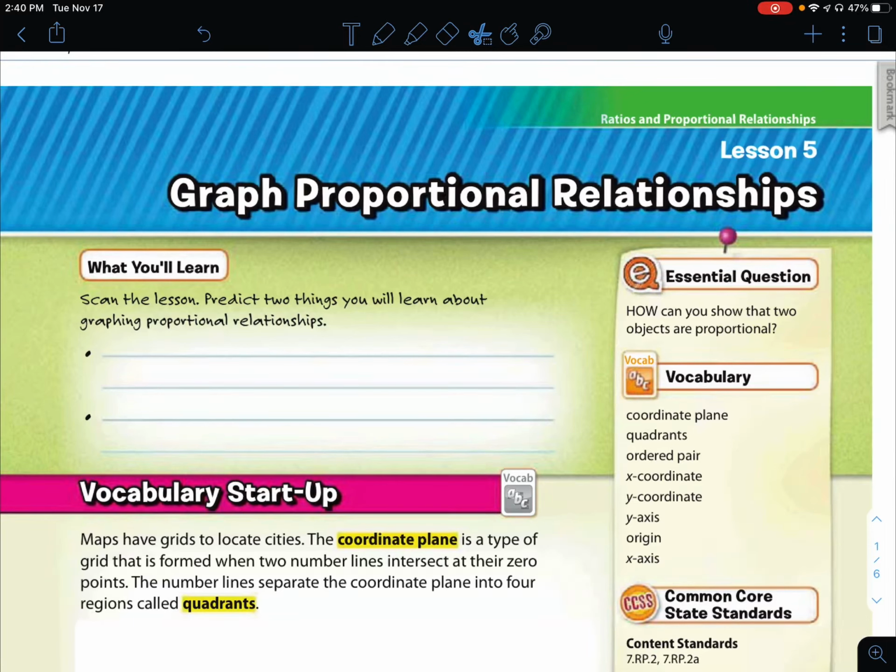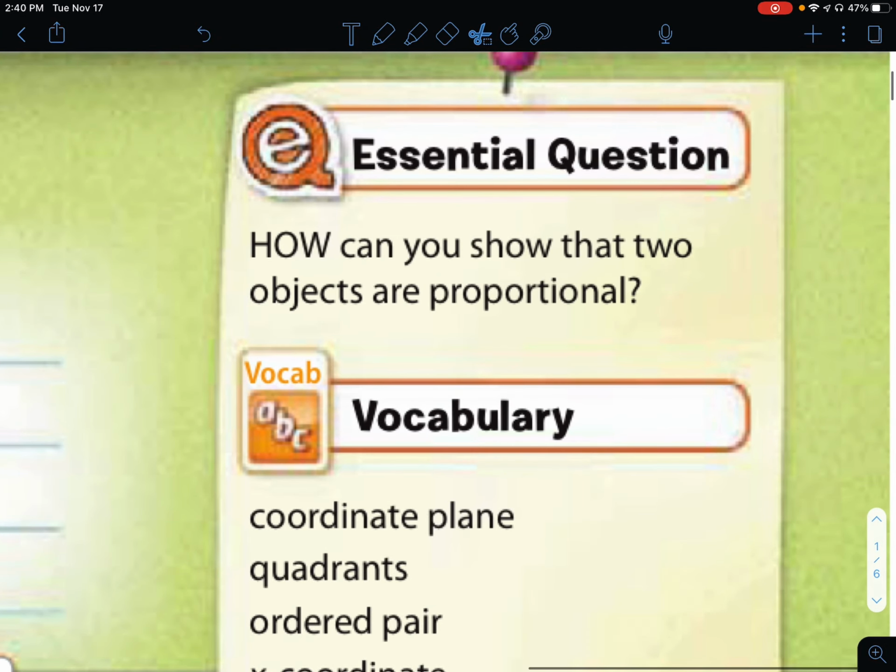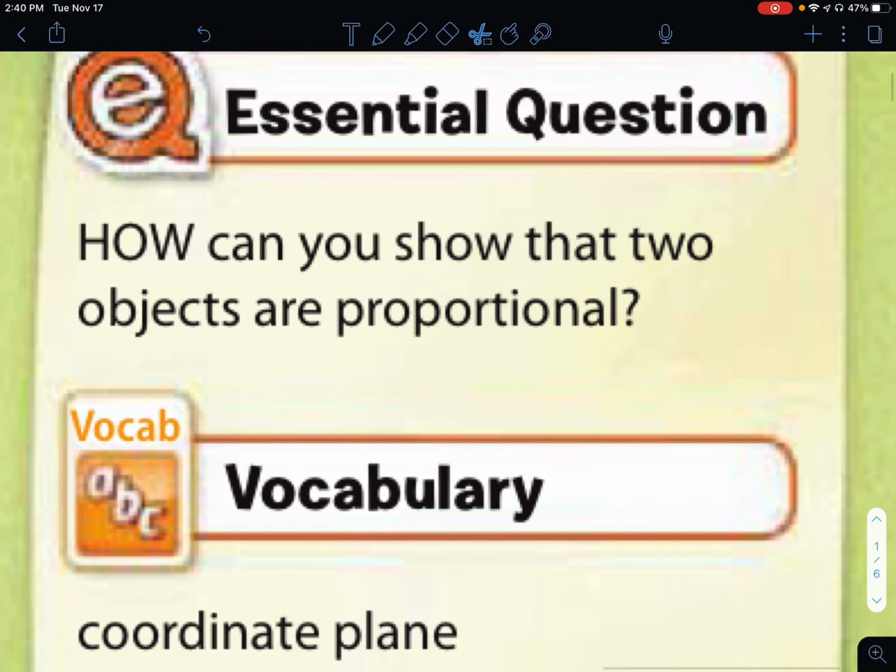This is chapter 1, lesson 5, graph proportional relationships. In this lesson, we are going to learn how to graph proportional relationships, building on what we learned in chapter 4 about what proportional relationships are. So we go back to the essential question: how can you show that two objects are proportional?